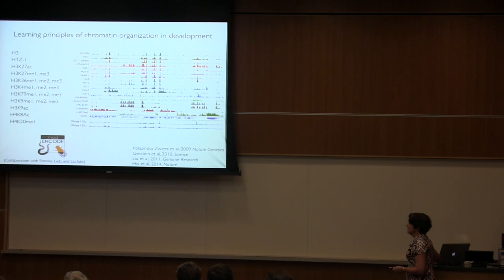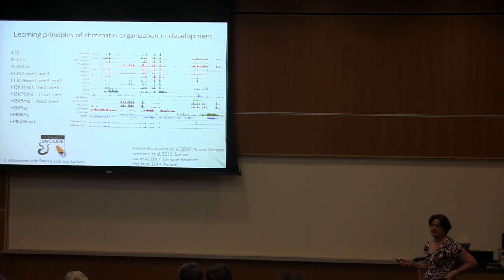We've done a lot of mapping, through modENCODE and also outside of modENCODE, of many different histone modifications and factors to try and understand, because knowing where a factor is bound and the patterns can tell you what that factor might be doing. So I think it's important to have a description of this before you start trying to understand what might be happening in the mutant. So we do a lot of this mapping to try and uncover patterns.